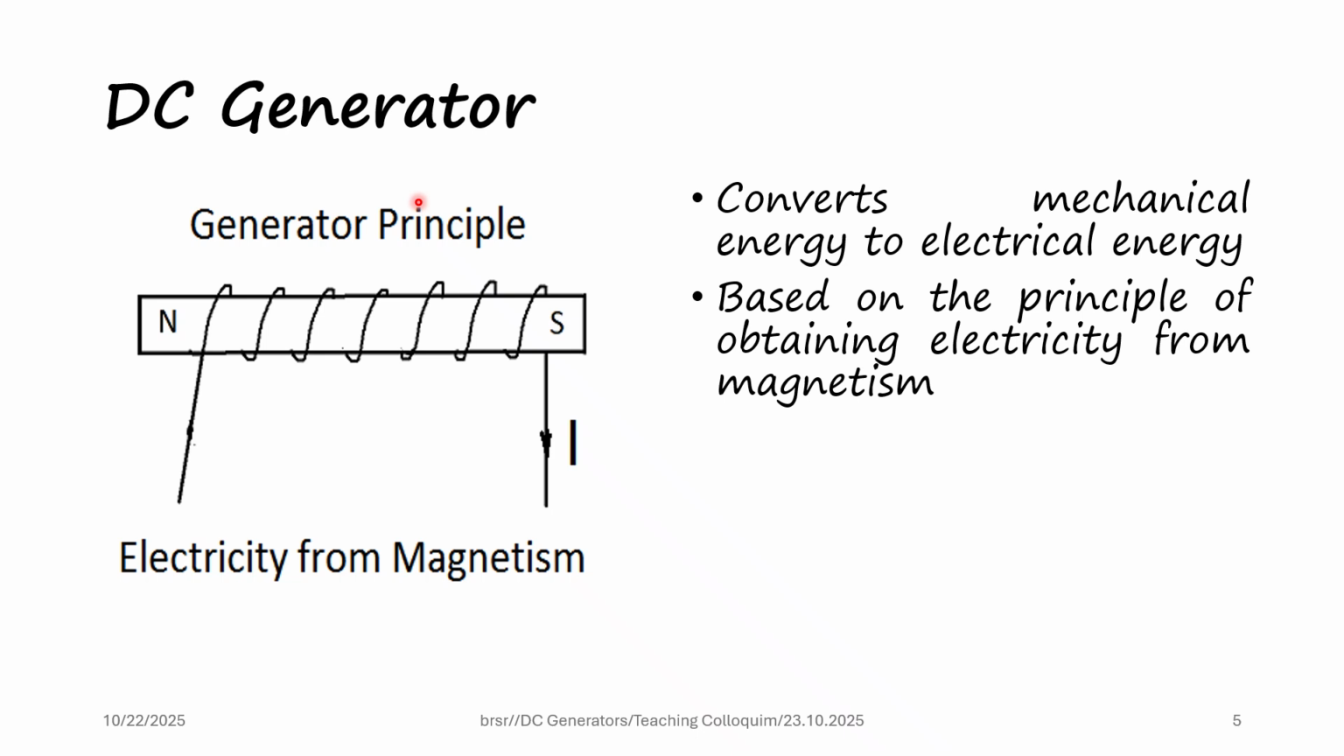The fact that electricity can be produced from magnetism forms the basis of a DC generator. This is the generator principle, where mechanical energy is converted into electrical energy. If either the magnet or the coil is moved, the flux linked with the magnet and the coil changes, which results in the production of electric current if the circuit is closed.